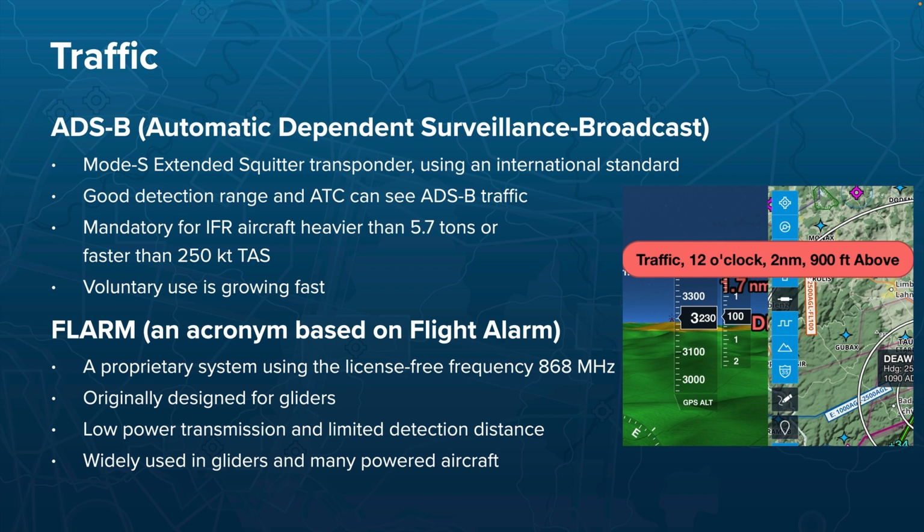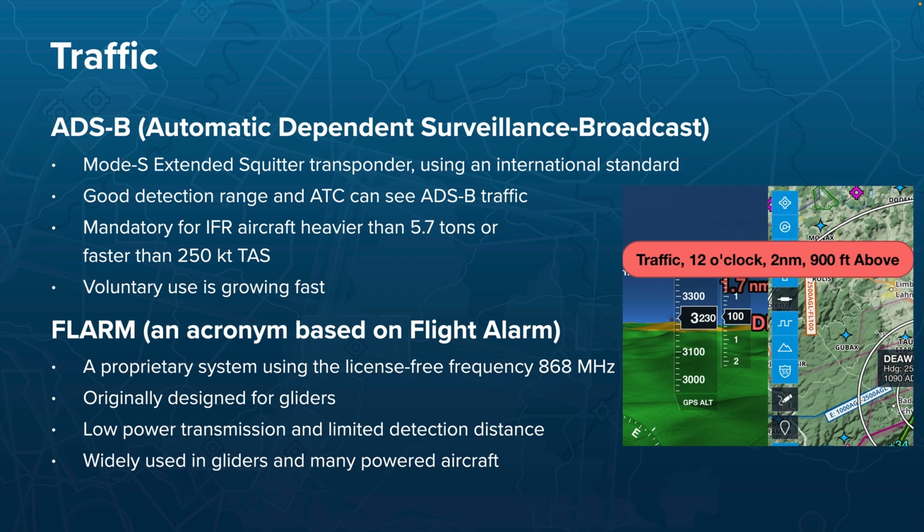FLARM is a proprietary system owned by FLARM Technology Switzerland. The idea is to have a device that broadcasts its own GPS position and altitude using a license-free frequency. The signal is proprietary and should only be received by FLARM receivers. The receiver can then compare its own position with the GPS position of the other aircraft. FLARM was originally designed for gliders and contains special algorithms determining when the traffic advisory will be issued. This is important for gliders flying closer to each other compared to powered aircraft.